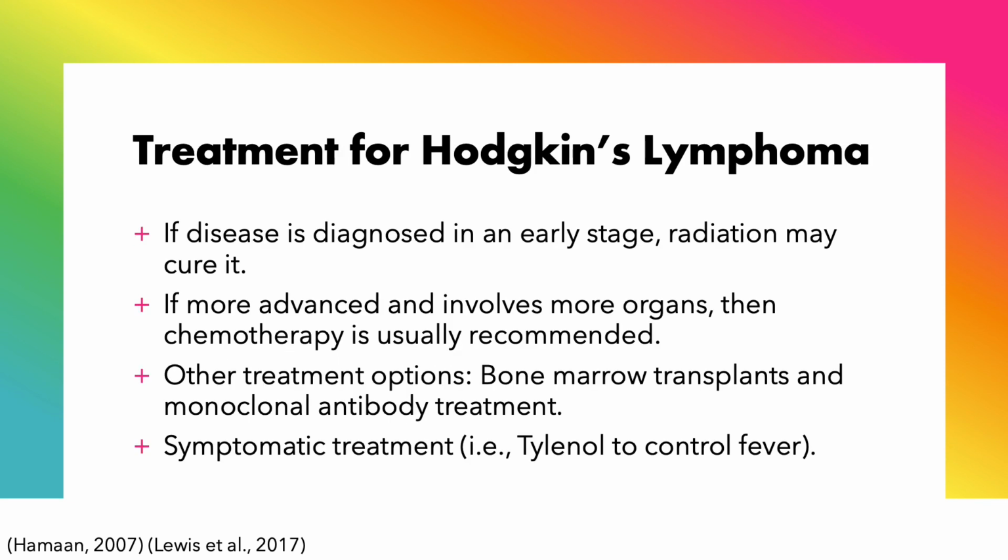So the treatment for Hodgkin's lymphoma is, if the disease is diagnosed in an early stage, radiation may cure it. If it's more advanced and involves more organs, then chemotherapy is usually recommended. Other treatment options are bone marrow transplants and monoclonal antibody treatments, and then there's symptomatic treatment like Tylenol to control fever, and over-the-counter pain meds to help control pain.